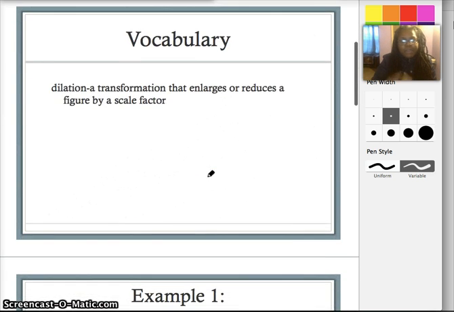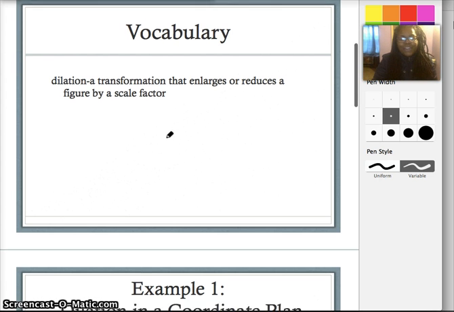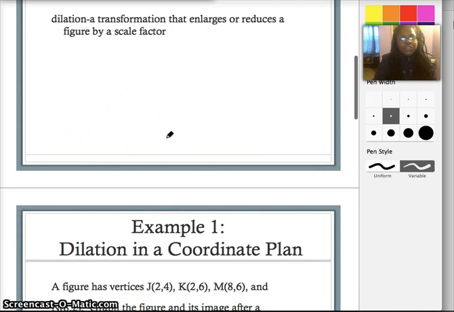Here's our vocabulary. Dilation is a transformation that enlarges or reduces a figure by a scale factor. So we've talked about scale factors before. We know that scale factors were used when we had a model, and we talked about the scale factor of the model to the actual size of the actual thing that we were modeling. So scale factor is a familiar term. We'll see how it's used here.